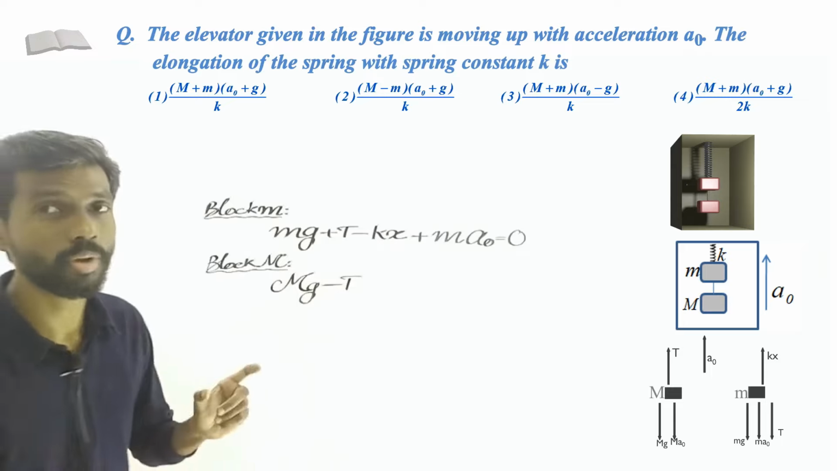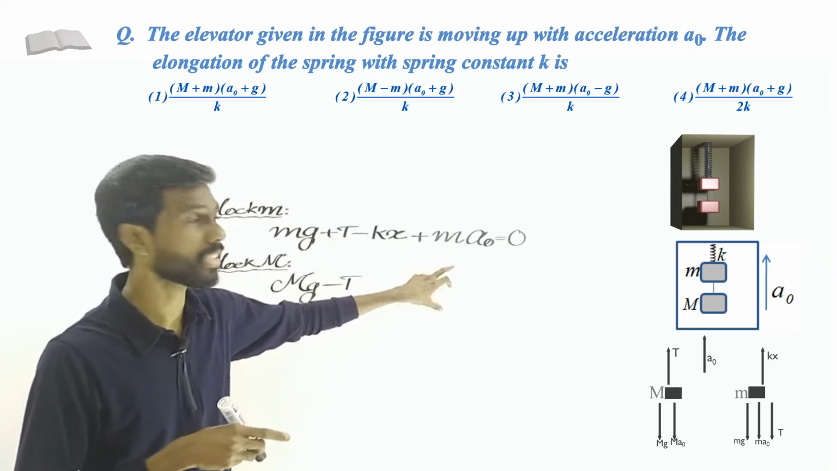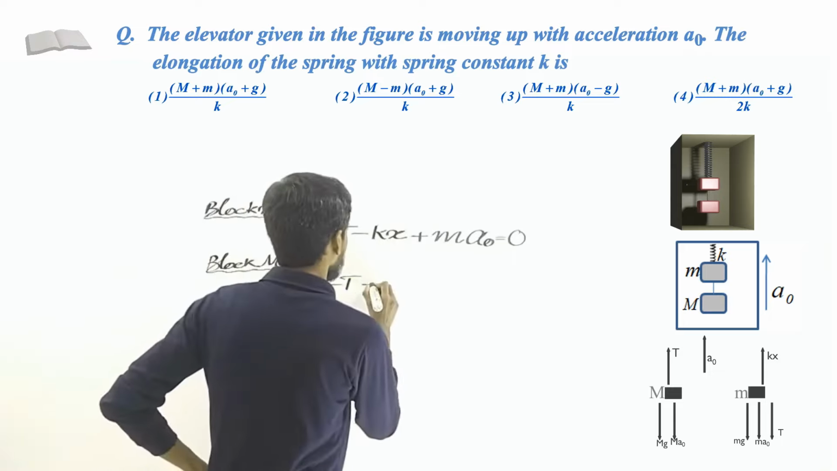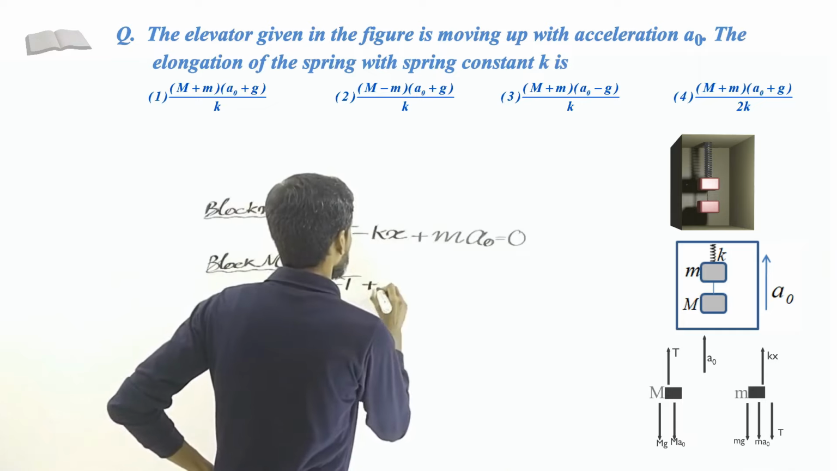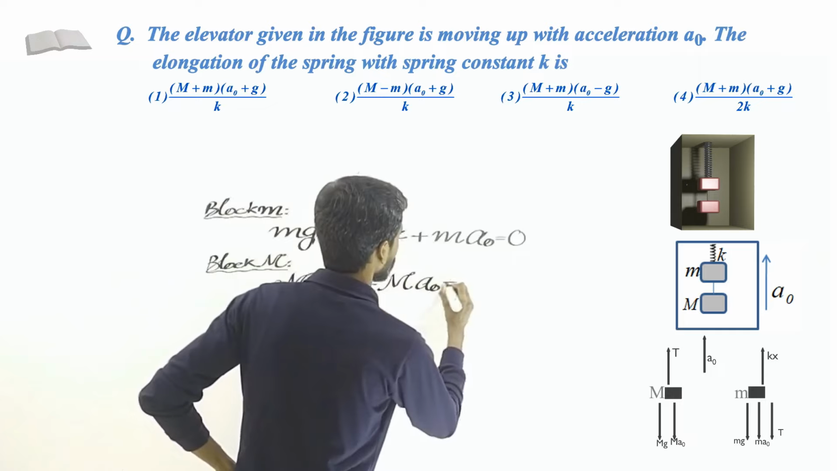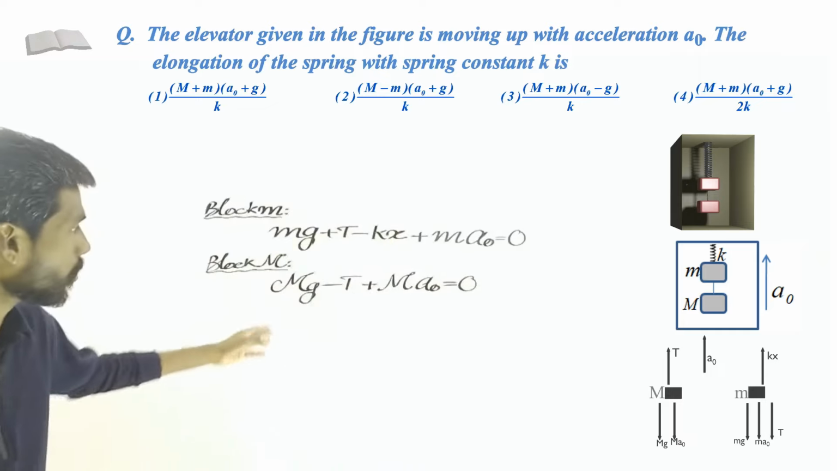Now we have to consider pseudo force also. Same pseudo force, but this time the mass of the object is capital M, not small m, for the second object. So that means plus capital M multiplied by the same acceleration of the observer, that is a0. So that is also 0. So we have to simply solve this to get the value of x.